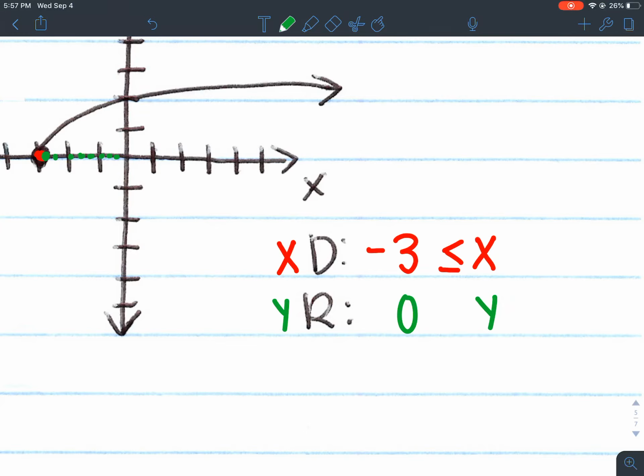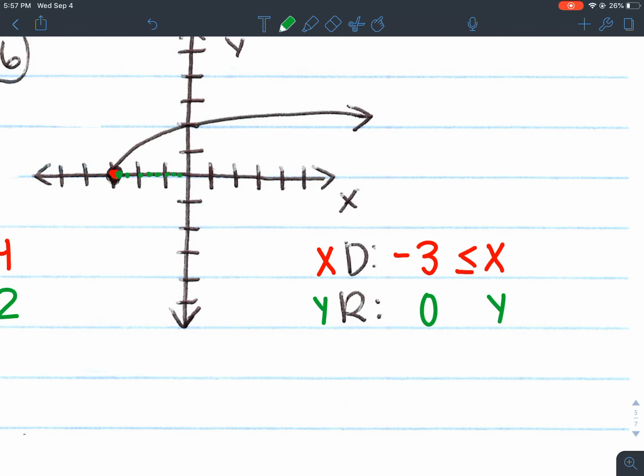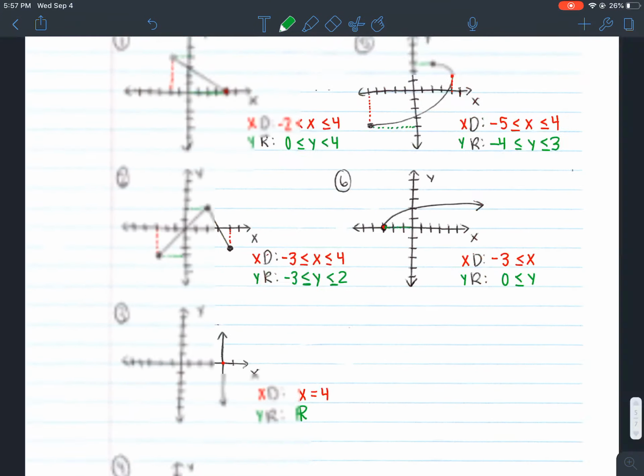So this is going to be kind of the same thing as our domain. Okay, well, 0, is that less than all of my y values or greater than all of my y values? It's less than. It's the smallest of all of my y values. And at 0, it is a closed circle, so I do have an equal to sign.